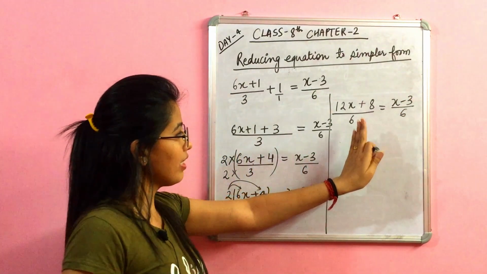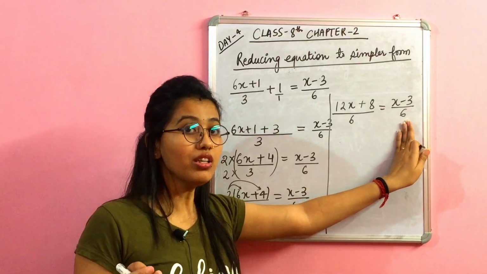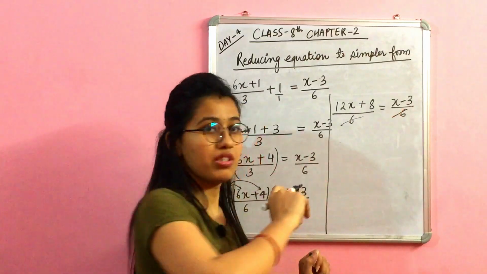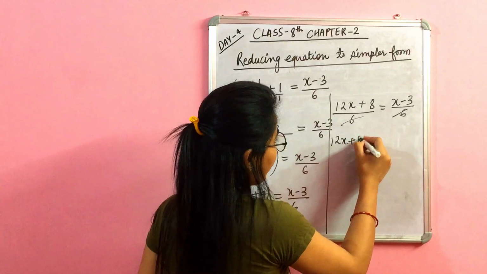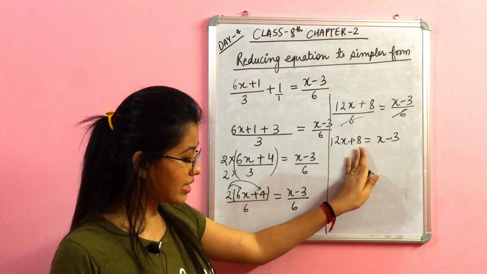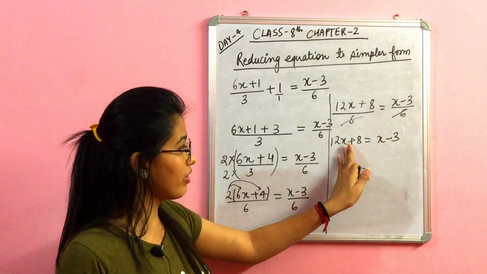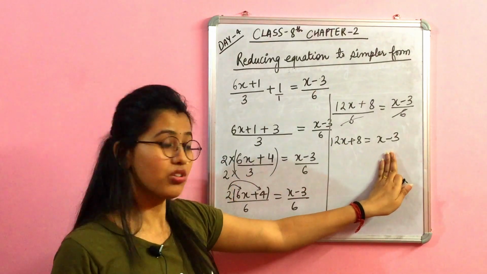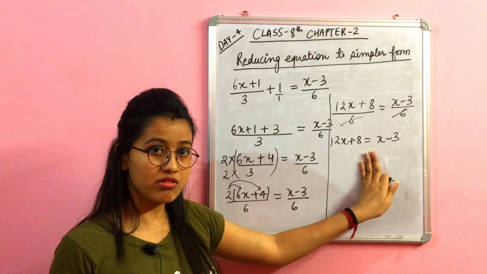Now you can see the denominator on LHS is equal to the denominator on RHS, right? So we can cancel out these terms easily, right? Now it will be 12x plus 8 is equal to x minus 3. Now you can see this is the simpler form. This is having the variable on both the sides, on LHS as well as on RHS. Now we know how to solve this type of equation, right?